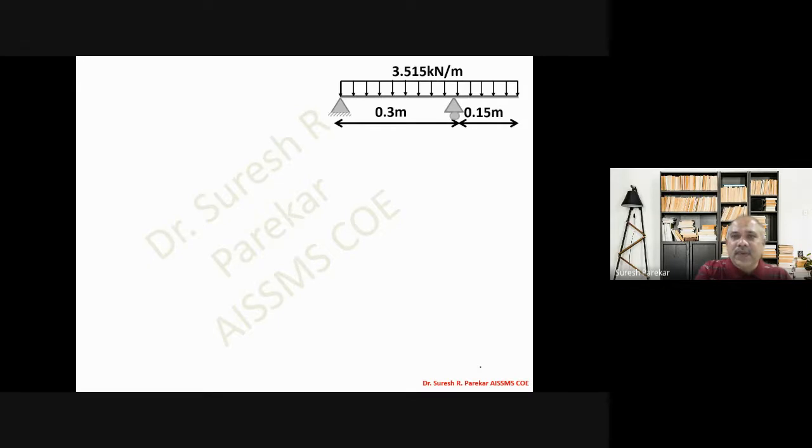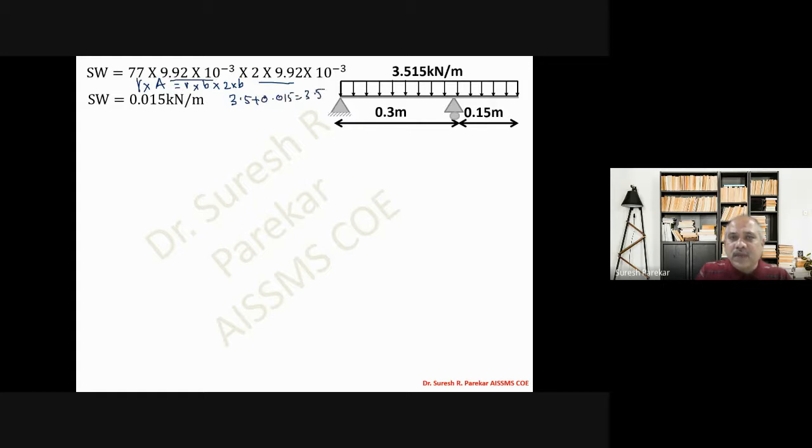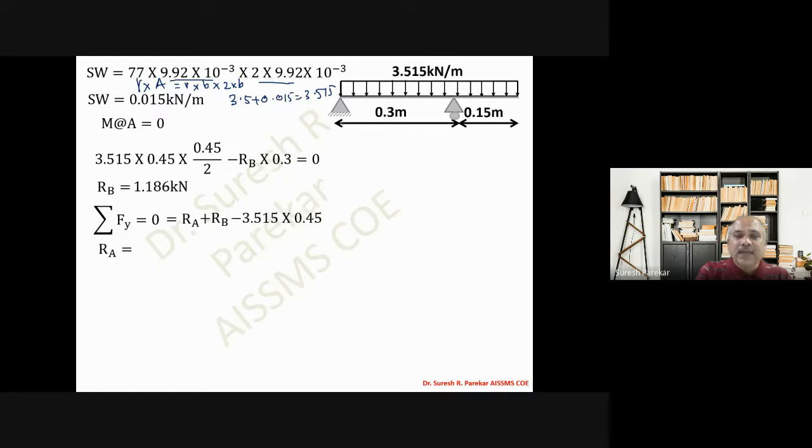Now if I have to consider weight, then I have self weight, that is density into area, and density into area we have B into 2B. We have substituted these values of B and 2B, and we will get self weight 0.015. We have value 3.5 plus 0.015, this comes 3.515. And then in the same way we will find reaction. So we will have RB 1.186 and RA we will get as 0.398. So actually this is not 0.4, this is 0.398.